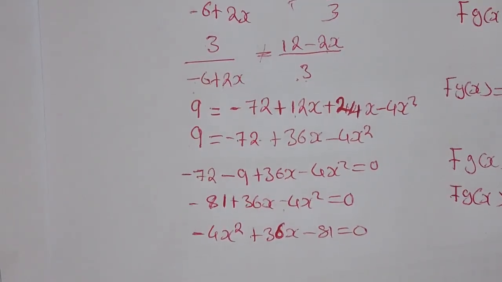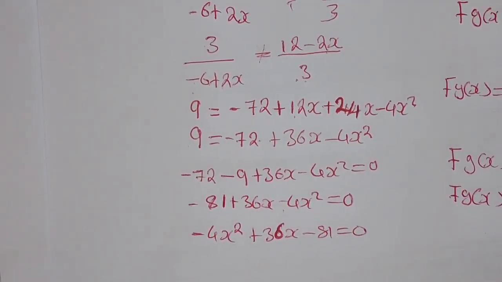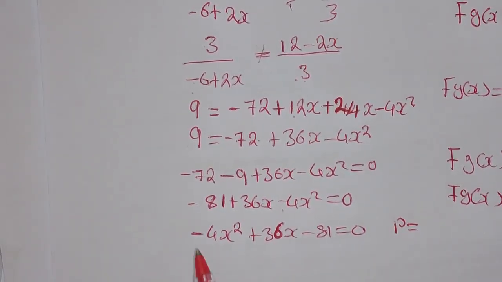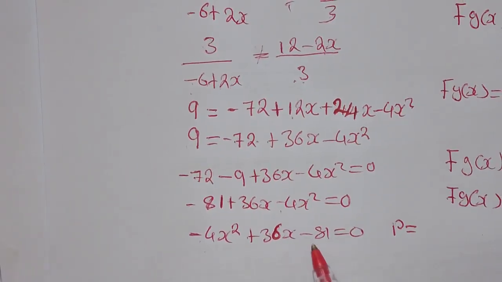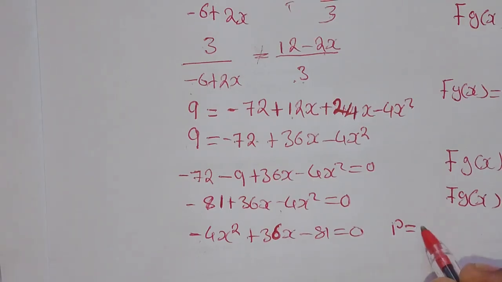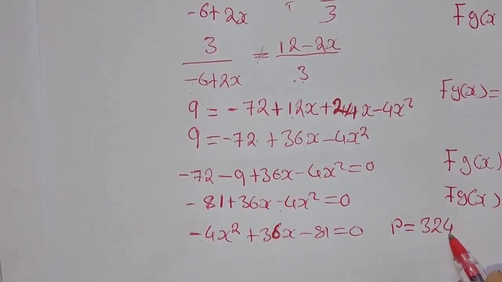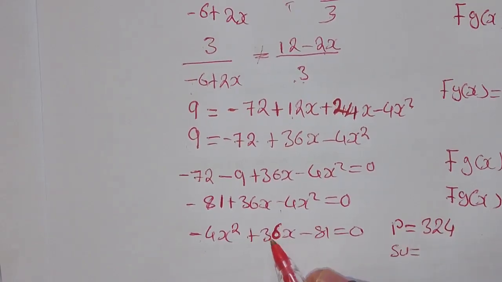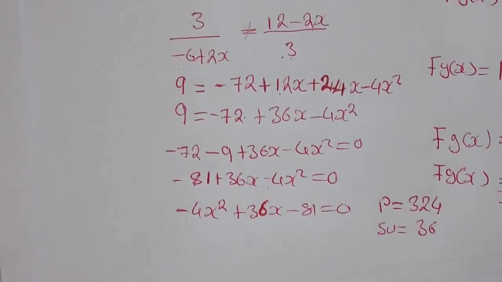Then after reaching this side, you just find your product, sum, factor. So for the product, we do A multiplied by C: negative 4 multiplied by negative 81. It will give us 324. Then our sum, we just get this one, which is our B, right? So we're going to have 36 here.